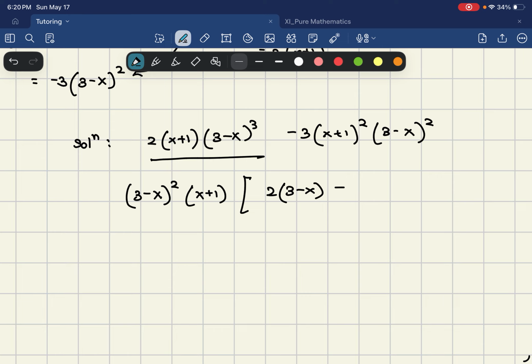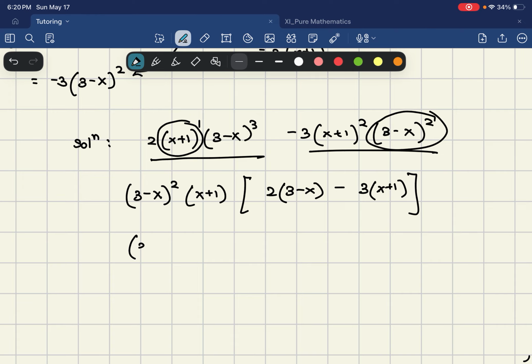And from the second term, I have this expression, I think. So if you factor out these two things, and multiply these back in, you should be getting this expression. So I factor out the lowest power of both terms. The lowest power of 3 minus x is this power, and for x plus 1, you have a square here and power 1 here. So we're going to factor out the lowest powers.